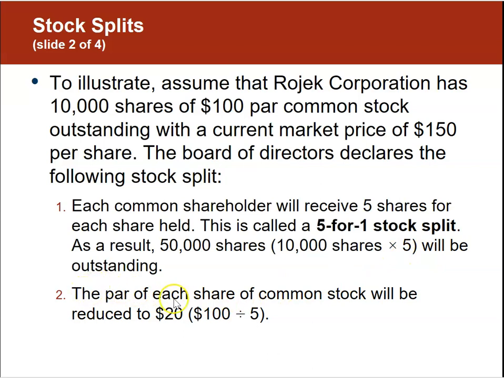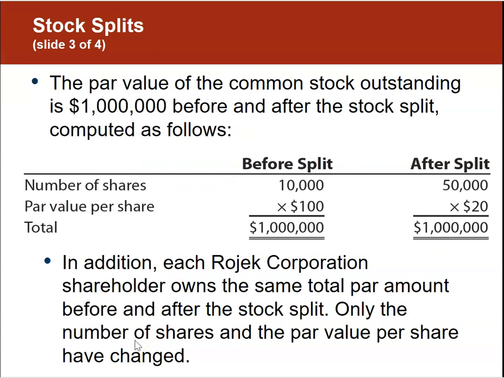The par of each share of common stock will be reduced to $20. From 100 to 20, we take that 100 divided by 5. Okay, so the par is reduced. And really the market value is also going to be reduced. If we were to do the math on that, 150 divided by 5 would be 30. Okay, but officially it's the par value that is reduced. So here we have an example.